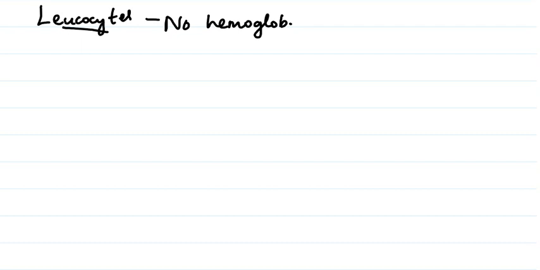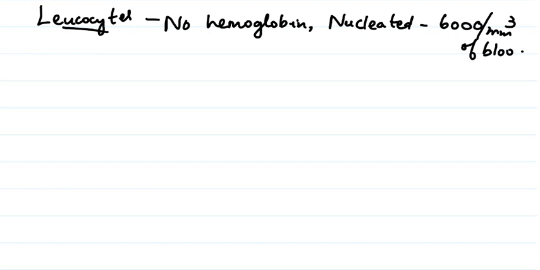Now about the leukocytes or white blood cells. Leukocytes do not have hemoglobin, so that's why they are called white blood cells. But they have a nucleus. They are nucleated, and they number about 6,000 cells per cubic millimeter of blood. But they are short lived, living up to 12 to 13 days. They are of two types.